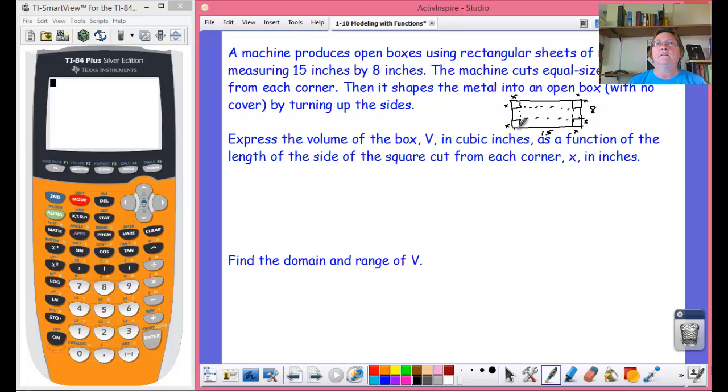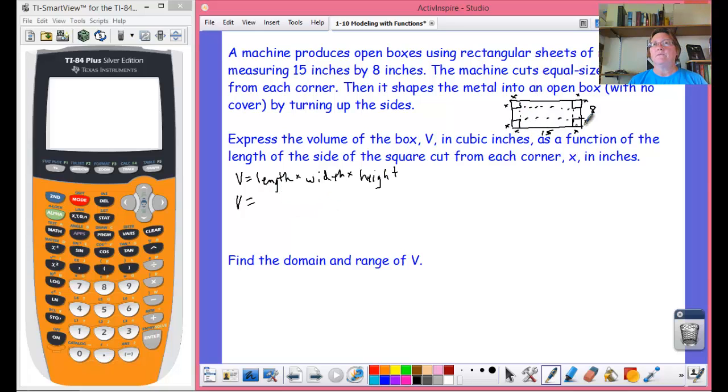Alright, I like that. Volume in this box, let's see, volume is length times width times height, and we're folding up. I know one thing, I know the height of this is going to be whatever x is, because that's the distance that you're folding up. So I know that's going to be x.